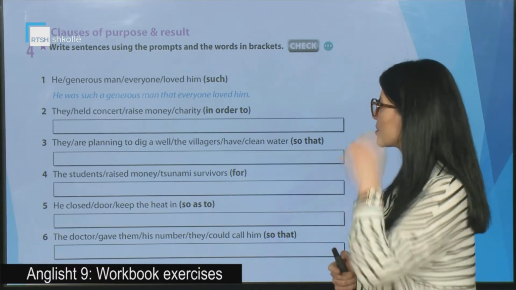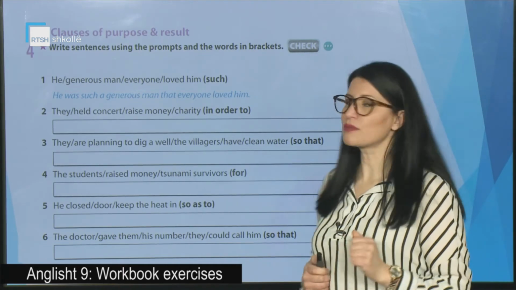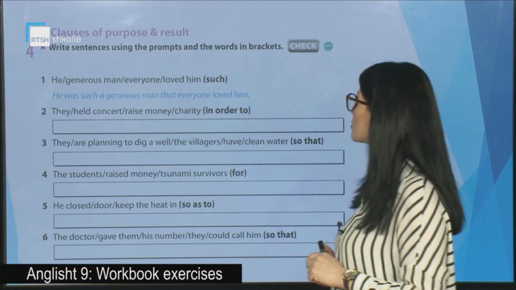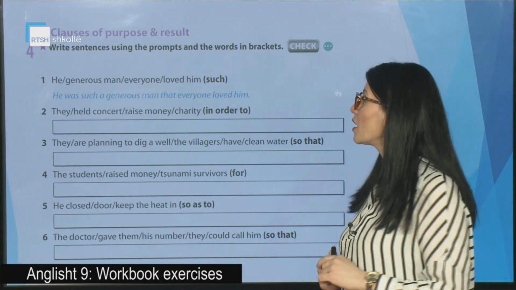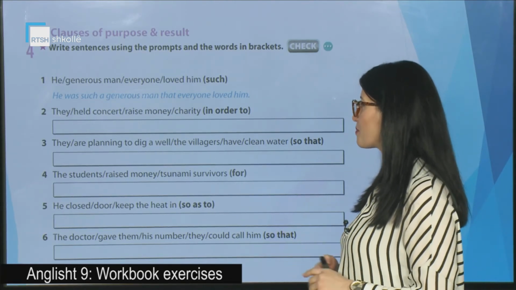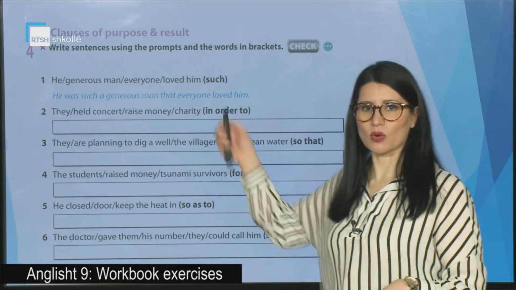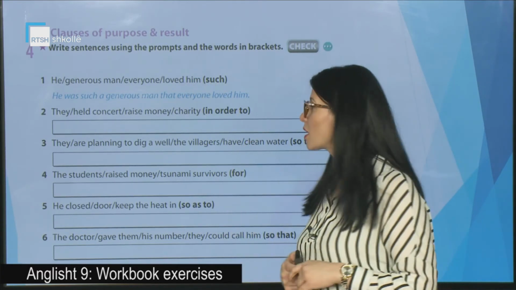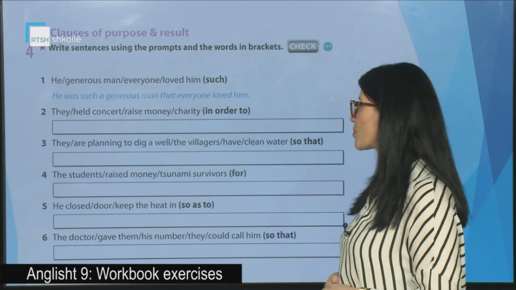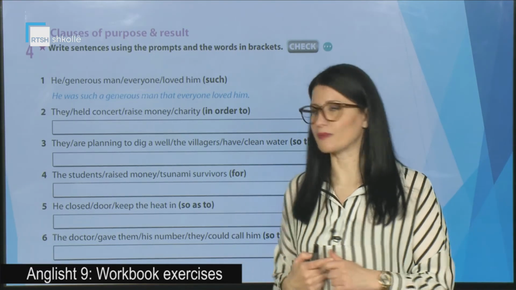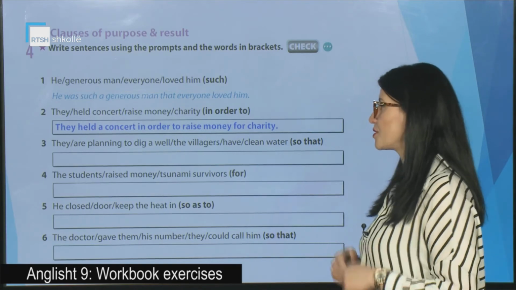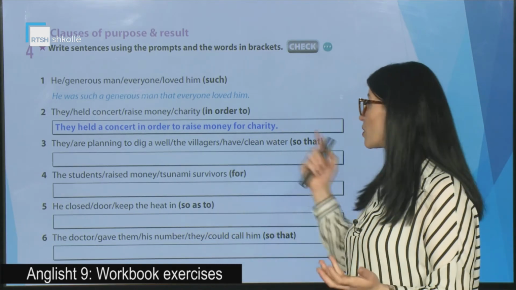Clauses of purpose and results. Write sentences using the prompts and the words in brackets. The first one is already done. He was such a generous man that everyone loved him, so we have used the word such. They held concert, raise money, charity, in order to. So we are going to use in order to. They held a concert in order to raise money for charity.